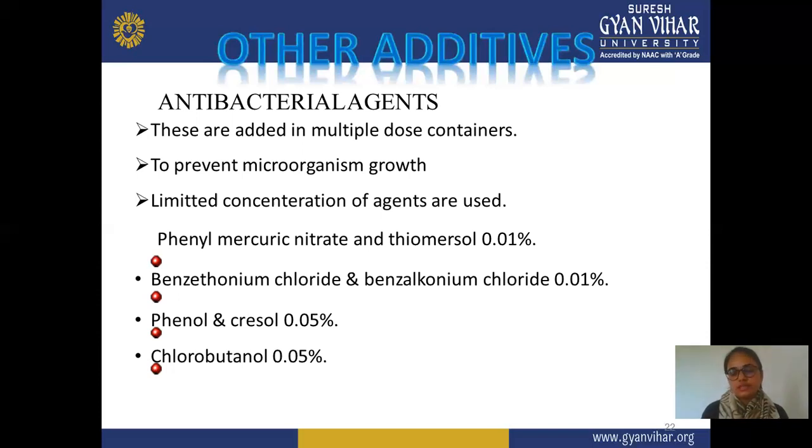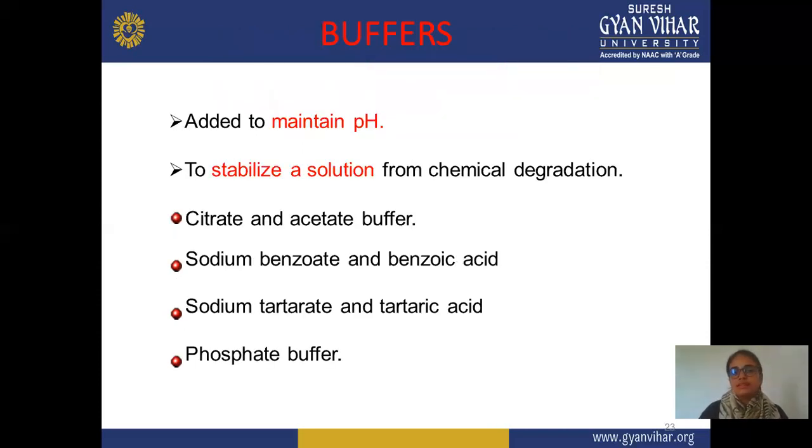And concentration, these are specific, given in a specific pharmacopoeia, and it is a very small amount, a small concentration, for antibacteriostatic property, as an antibacterial agent. Next is a buffer. Buffer, you know, is used to maintain the pH. So it is added to maintain the pH of your formulation and to stabilize the solution from chemical degradation, means to form a stable formulation or prevent chemical degradation.